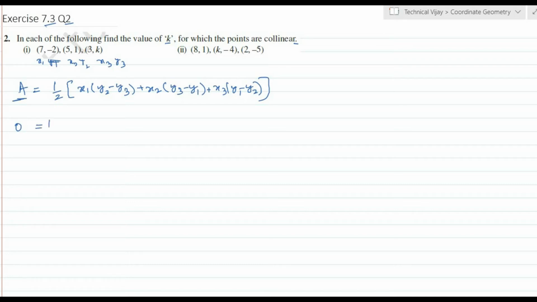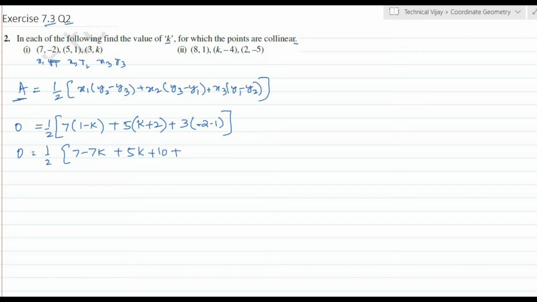So 0 is equal to half of, here x1 is nothing but 7, y2 minus y3 means 1 minus k, plus x2 means 5, here y3 minus y1, that is k minus of minus 2, that is k plus 2, plus x3, that is 3 into y1 minus y2, means minus 2 minus 1, minus 2 minus 1. So here 0 is equal to half of 7 minus 7k plus 5k plus 10 plus minus 3 into 3 means minus 9, so this is minus 9.